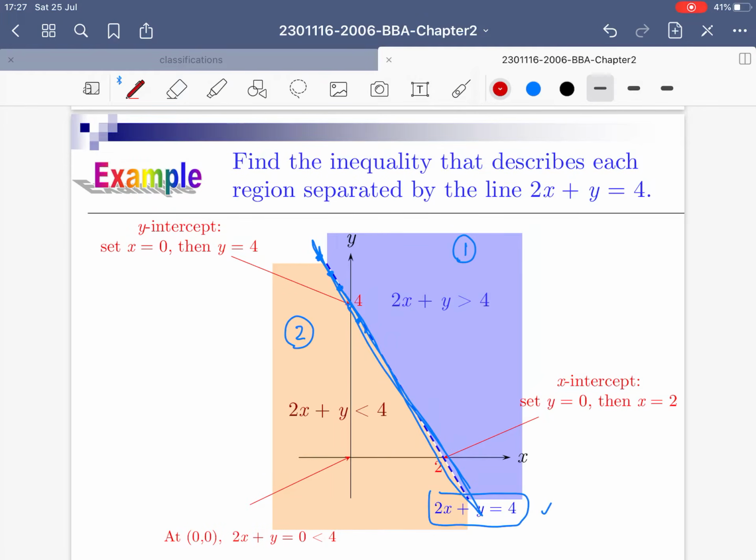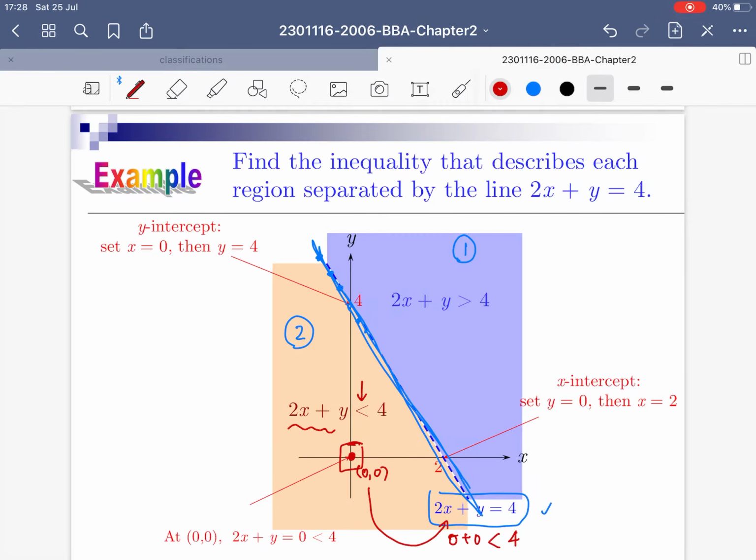You just try picking one of the points here, and then you just plug in, for example, this 0, 0 into your equation. So it says 0 plus 0 and 4. So this one, 0 and 0 will be less than 4, right? So it means that this region, including this point, must be the region where your 2x plus y is always less than 4. And the region up here will be the opposite one.